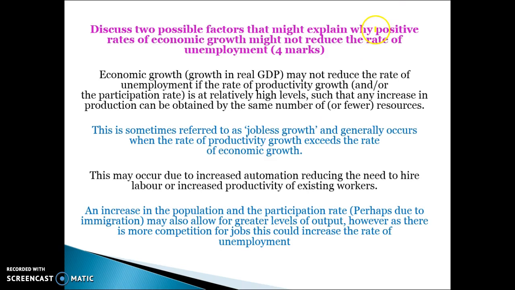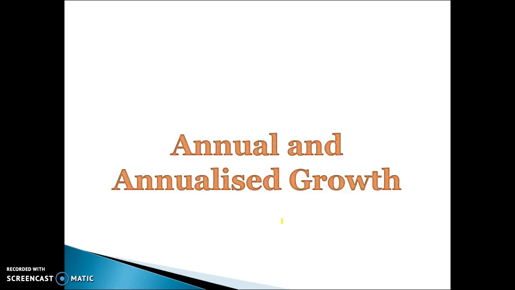Two factors that might explain why positive rates of economic growth might not reduce the rate of unemployment. So economic growth may not reduce the rate of unemployment if the rate of productivity growth is at relatively high levels, such that any increase in production can just be obtained with the same amount of resources. This is referred to as jobless growth and generally occurs when productivity growth exceeds the rate of economic growth. It can also occur due to automation, reducing the need to hire as many workers, or an increase in the population. So if the participation rate increases, even though overall employment will probably increase, it may not reduce unemployment because more people are in the workforce. So growth may increase because we have a lot of immigration. That boosts overall employment, but not necessarily reducing unemployment because more people are in the labour force.